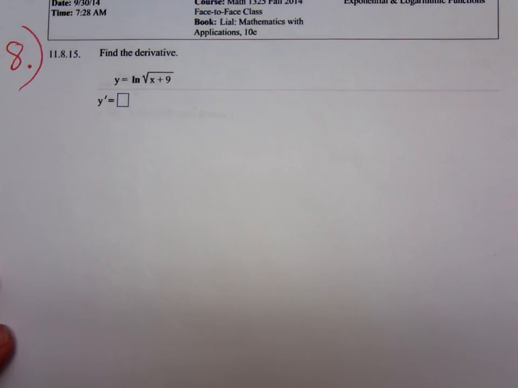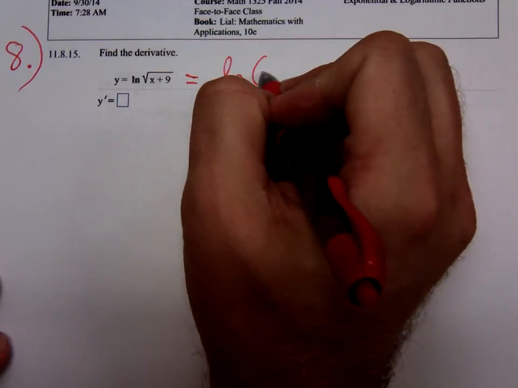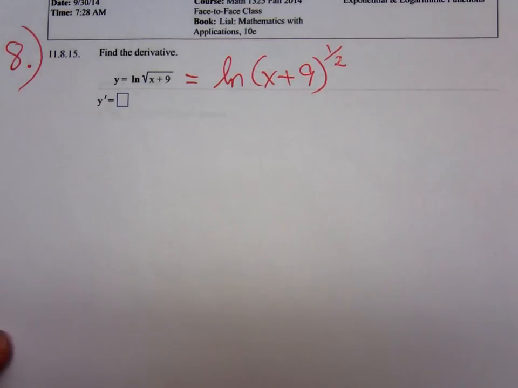Standard trick, if you're differentiating a function containing a radical, you have to rewrite that radical using an exponent. What exponent will we use in this case? 1/2, I agree. So we're going to rewrite this as the natural log of x plus 9 to the 1/2 power.